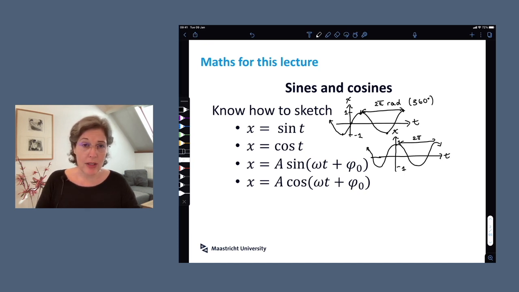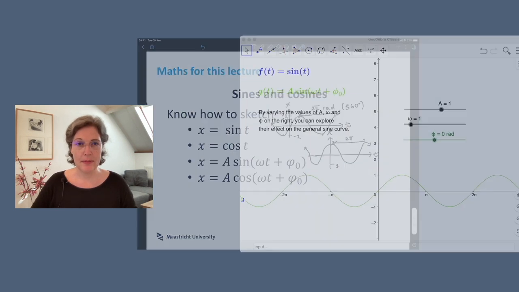But we are also going to be needing some shifted and scaled versions of our sines and cosines, and you need to be able to sketch those. But to help with that, I've put together a little app in GeoGebra which will help us explore what the various constants do when we multiply and add them within our sines and cosines. So let's have a look at that quickly.